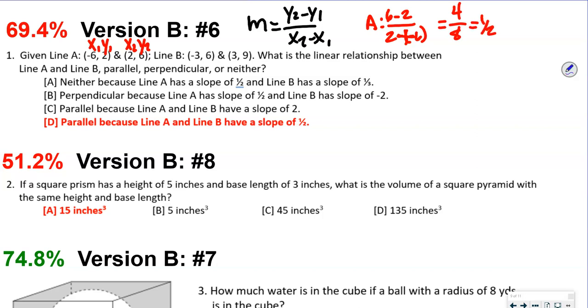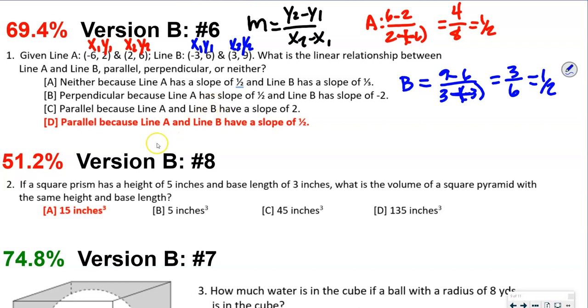Now let's find our B. Okay, so with B, again, I'm going to do x1, y1, x2, y2. So that's going to be equal to 9 minus 6, and 3 minus negative 3 again, so that's going to end up being a plus. So 9 minus 6 is 3, and this is 6, so that's again 1/2. So because both lines have a slope of 1/2, it means the lines are parallel.